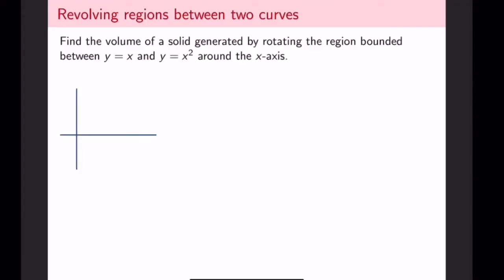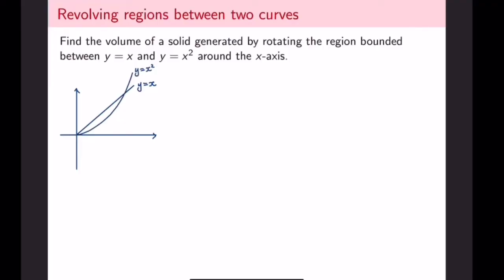So I have my two axes, x and y. My first curve is y equals x. Here it is. Let's label it. And my second one is y equals x squared. So it's a parabola, y equals x squared.